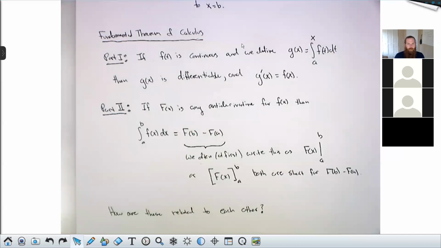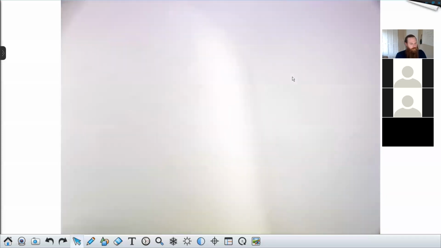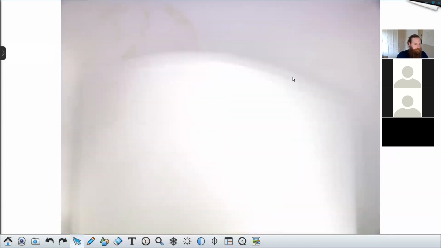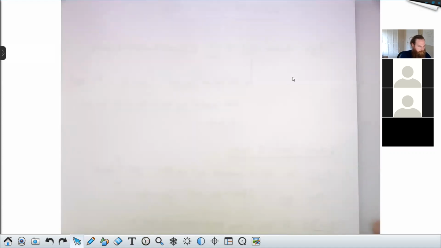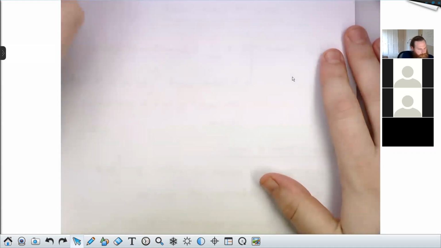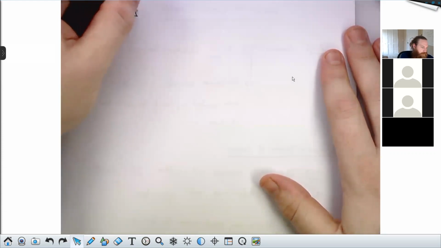A kind of simple way to think about part 1 is that the derivative and the integral undo each other. If you differentiate through this integral, you just get the inside function with the variable swapped for the variable bound. Let's see why part 1 is true in view of part 2. So this will be a proof that part 2 implies part 1.